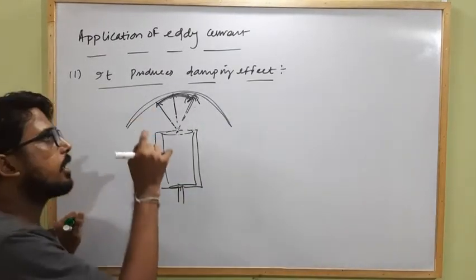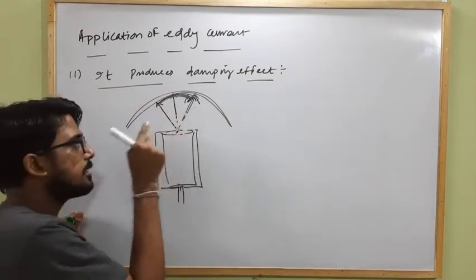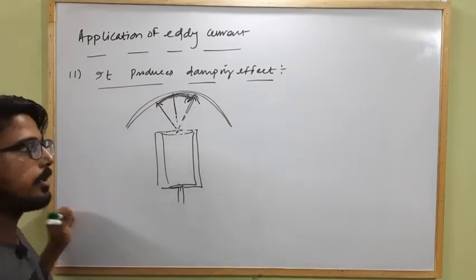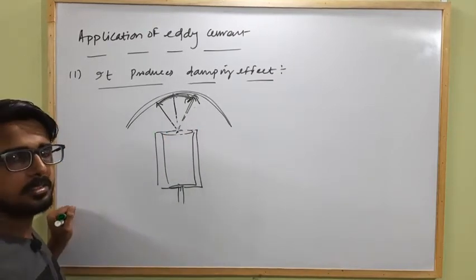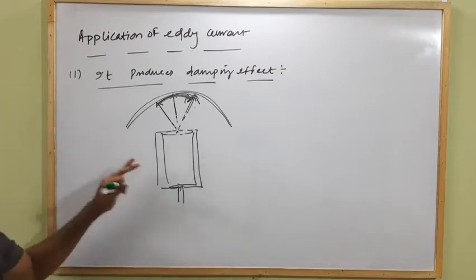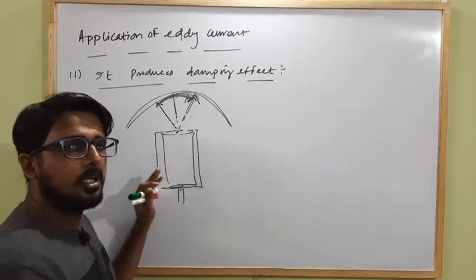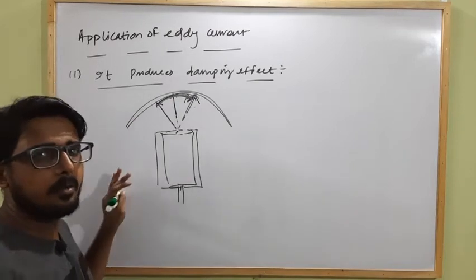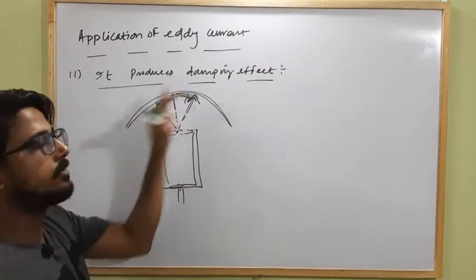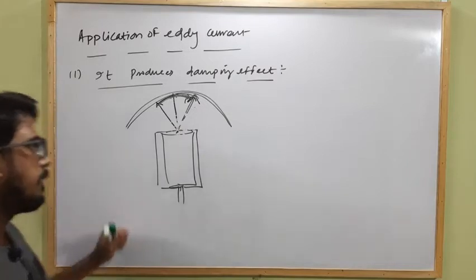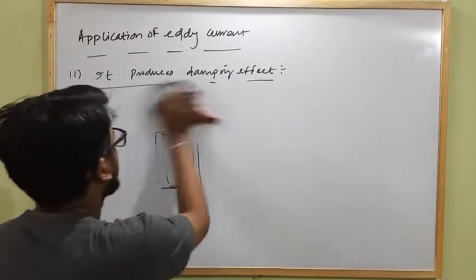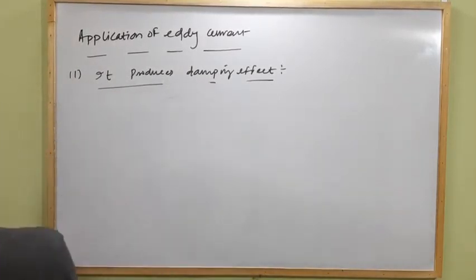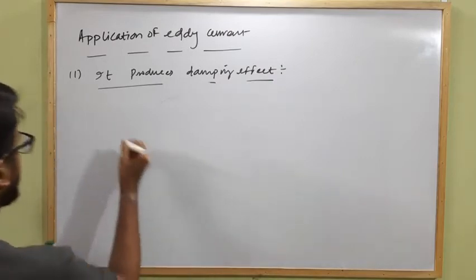That's why the damping effect of eddy current is used in the dead beat type galvanometer to oppose the pointer from oscillation. Clear? So this is one type of application we use in our day-to-day life, that is, the dead beat type galvanometer is based upon the concept of the damping effect of eddy current. Clear? Next, this is known as the first application.